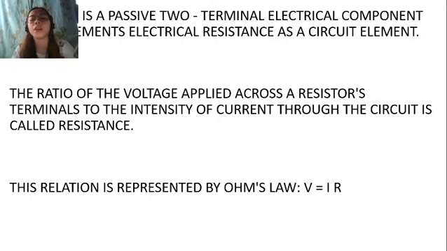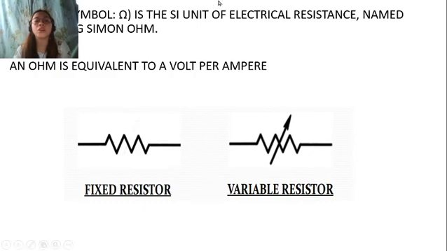is represented by Ohm's law. V is equal to I times R. So last time we have discussed about Ohm's law. So this is the ohm symbol, the SI unit of electrical resistance named after George Simon Ohm. So an ohm is equivalent to a volt per ampere.